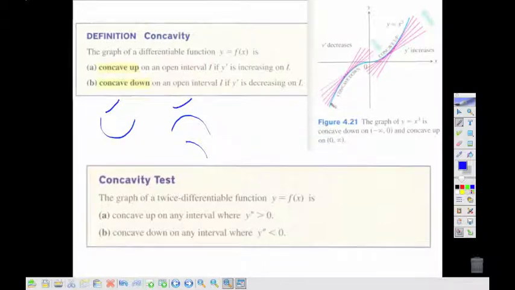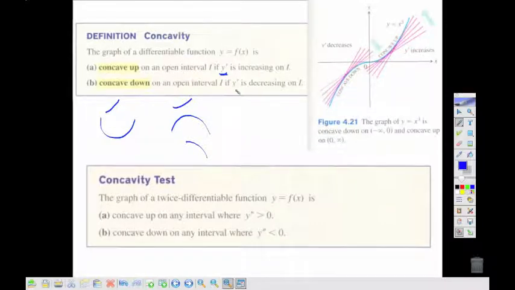Basically we can define this by what the y prime is doing. So we say that it's concave up, or curving upward, if the slope is increasing. You notice these lower values have a smaller slope, and as we move to the right, the slope is getting steeper. So we're curving up. We say it's concave up.